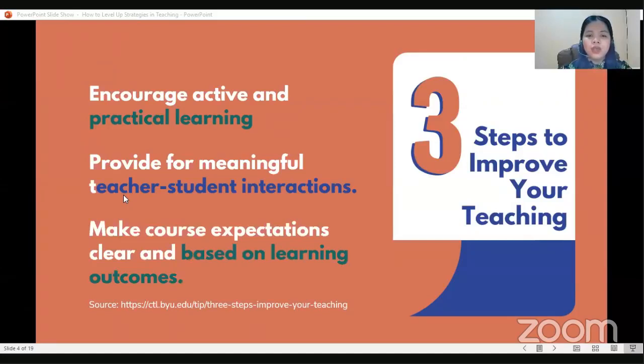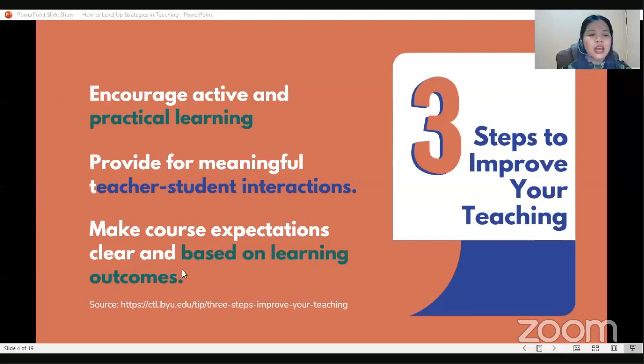And the third step to improve our teaching is make our syllabus or course expectations clear, and it must be based on learning outcomes. Therefore, if we already determine what are the learning outcomes that we would like them to learn or to achieve, then all of our course expectations, all of our objectives in our lesson plan must be geared towards your certain learning outcomes.